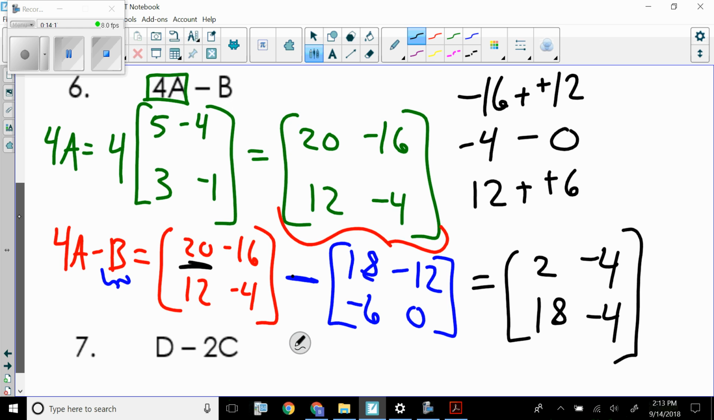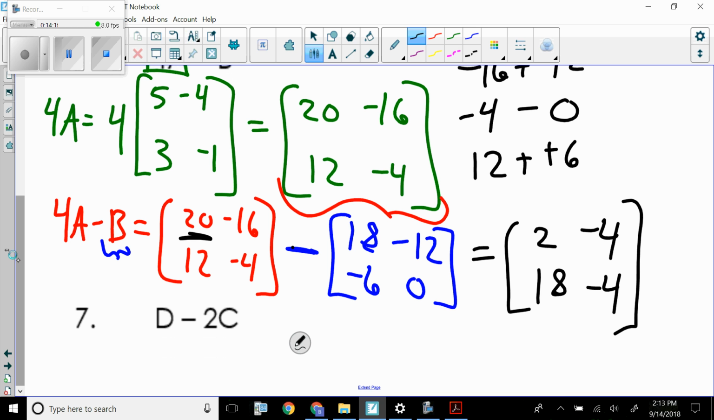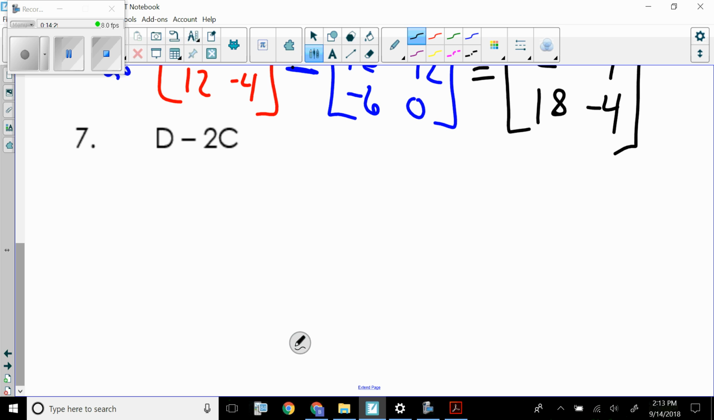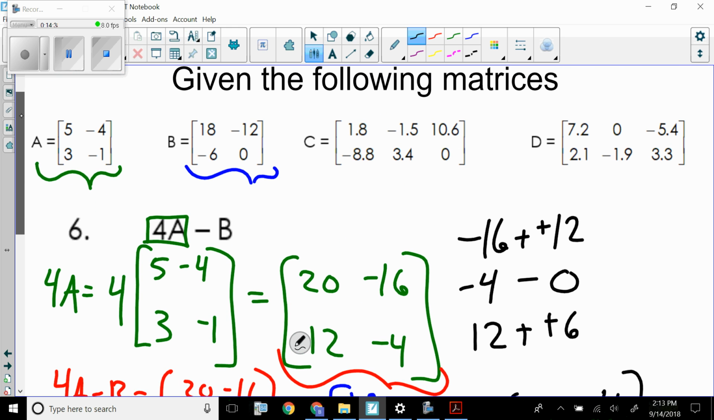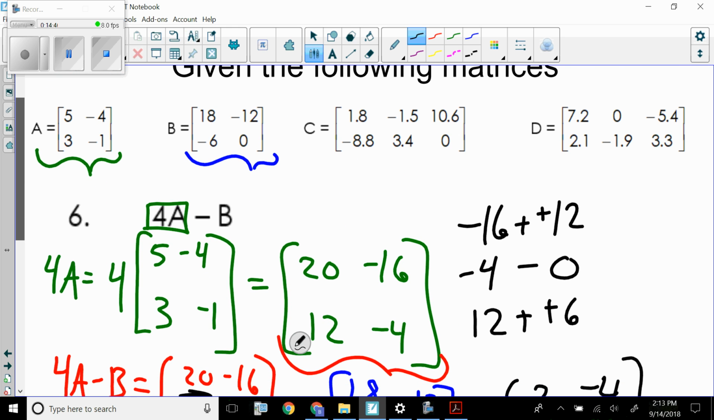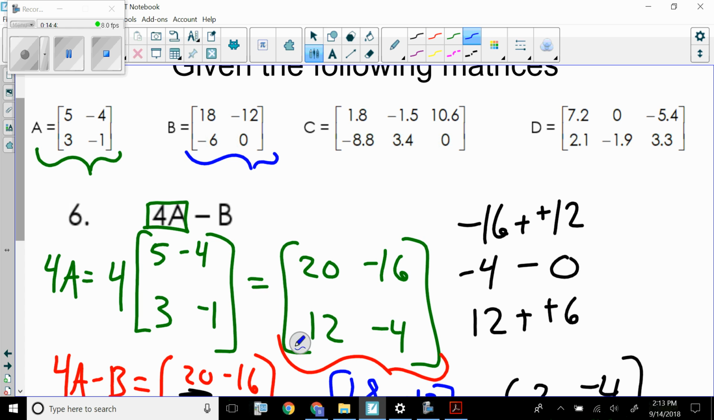Right now would be a great time to try number 7 on your own. Now that you've tried number 7, let's see if I can work it out on the board. First I have to take D. D is this matrix over here. All right, I'll take that.